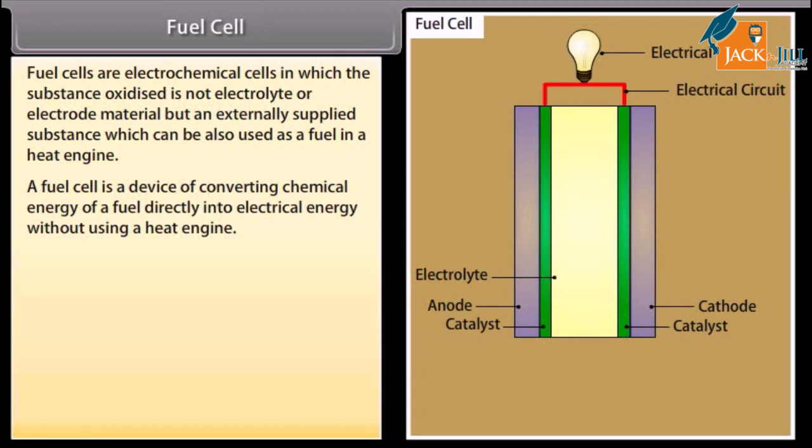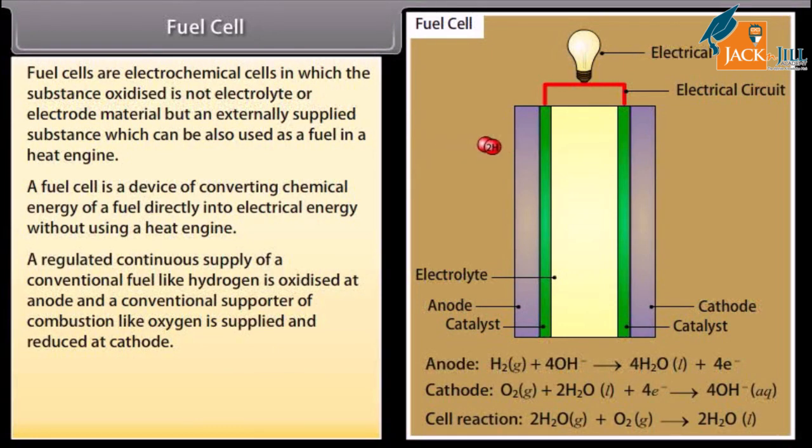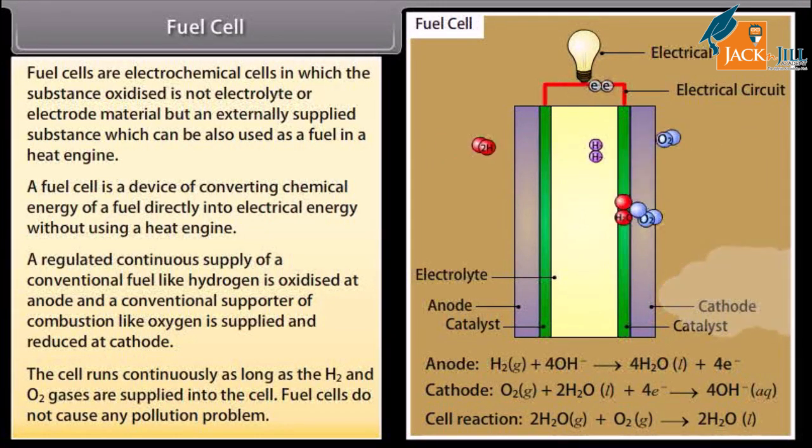A regulated continuous supply of a conventional fuel like hydrogen is oxidized at anode, and a conventional supporter of combustion like oxygen is supplied and reduced at cathode. The cell runs continuously as long as the hydrogen and oxygen gases are supplied into the cell. Fuel cells do not cause any pollution problem.